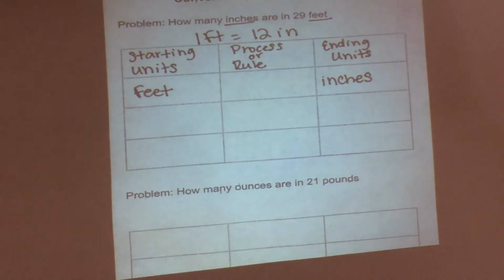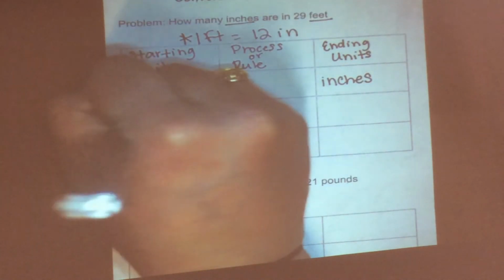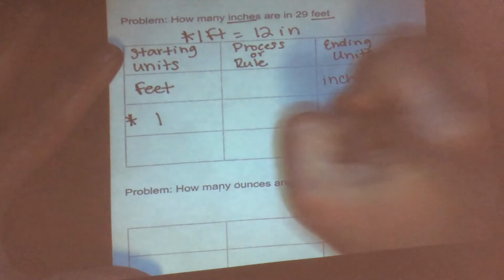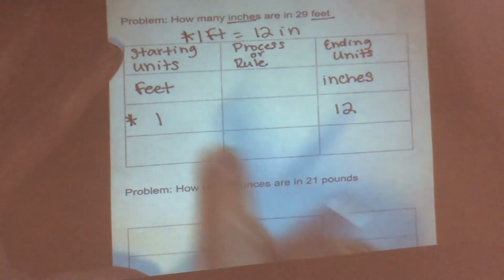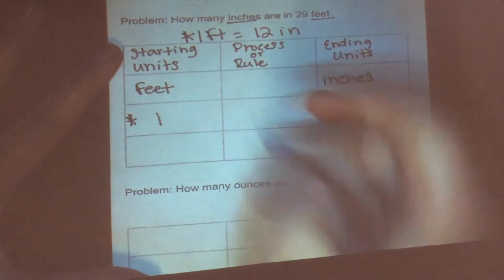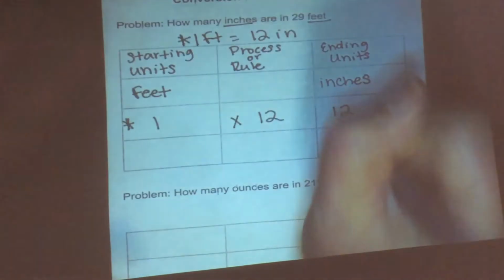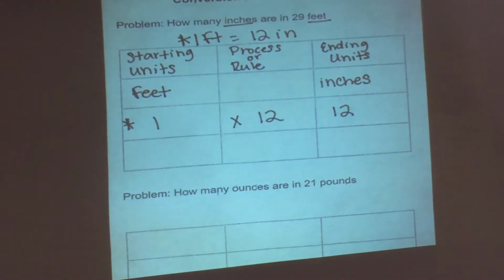Now, what amount is attached to my feet? 1. Still using this relationship from the star reference chart. What amount is attached to my inches? 12. So how do I go from 1 to 12? Multiply by 12. Very good. So my rule for this input output is times 12.